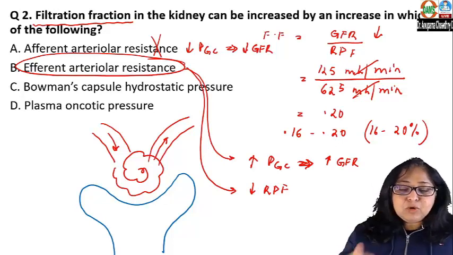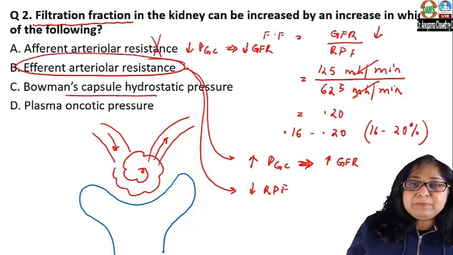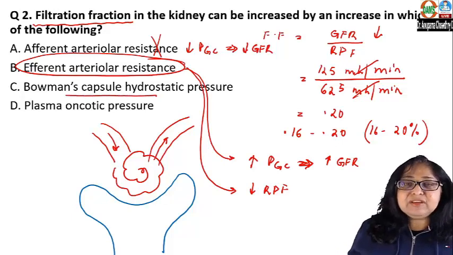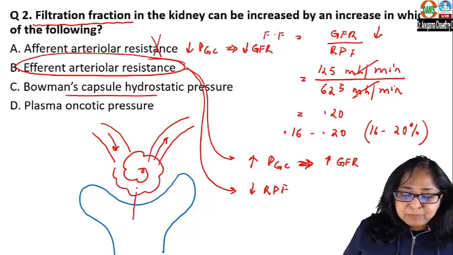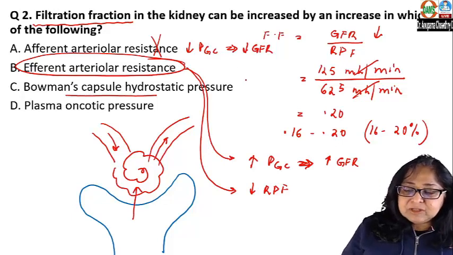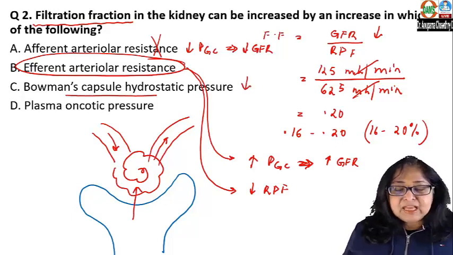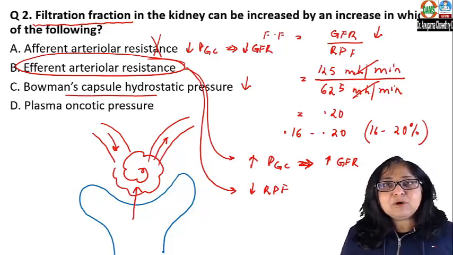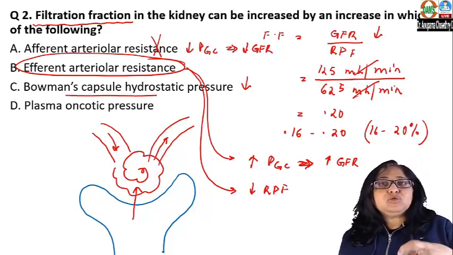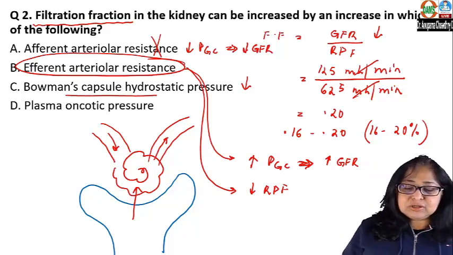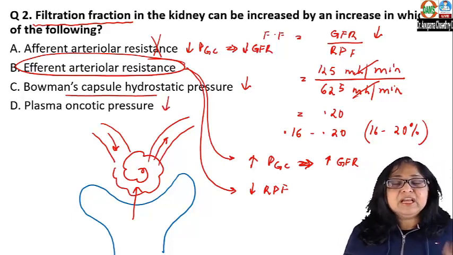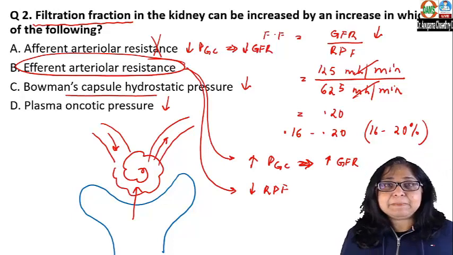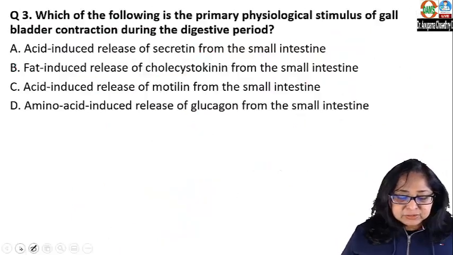If I increase the Bowman's capsule hydrostatic pressure, this pressure opposes filtration, so GFR will reduce. The plasma oncotic pressure is also a force which opposes filtration, so increasing this will also reduce the GFR. So my answer to this question is B. Let's look at the next question.